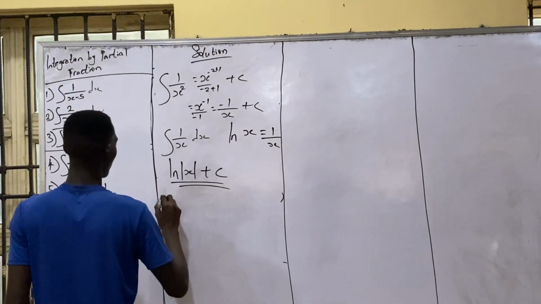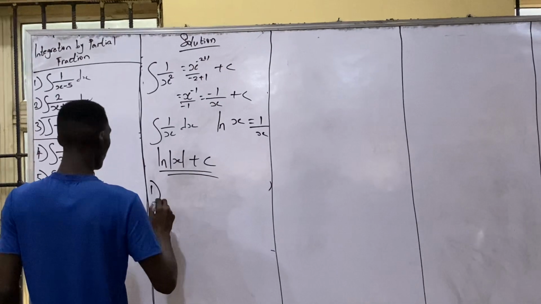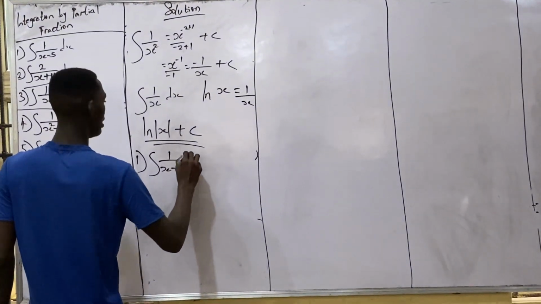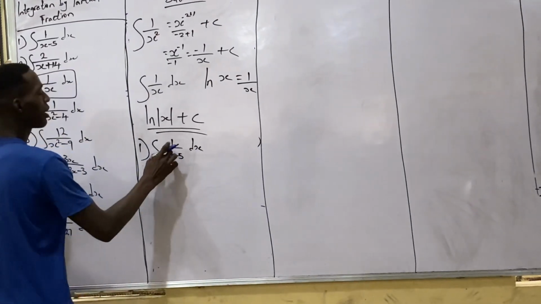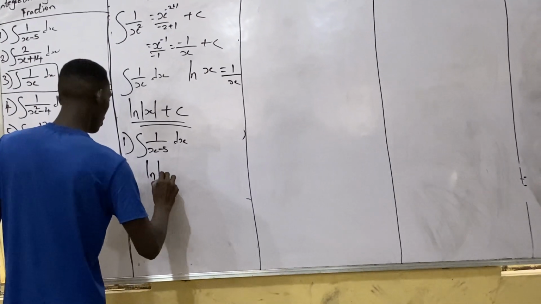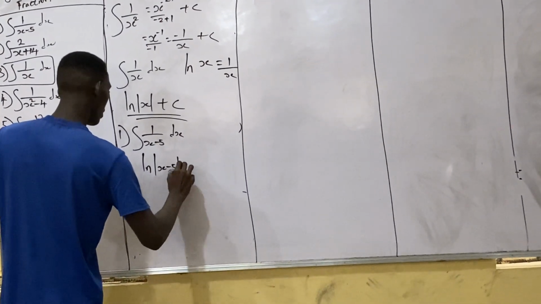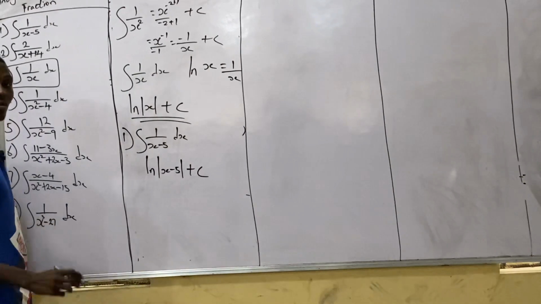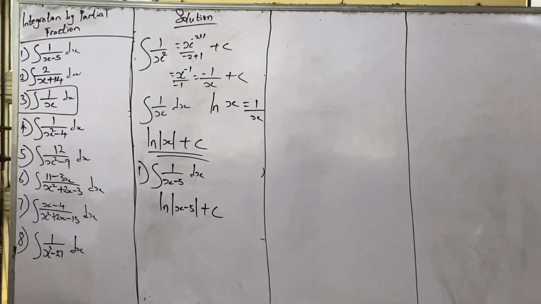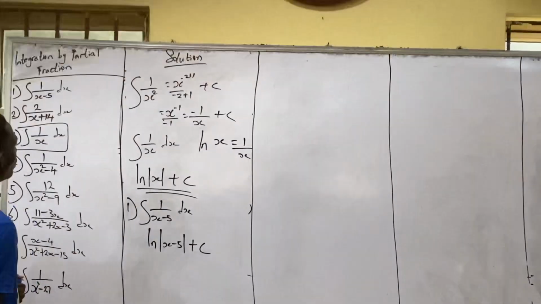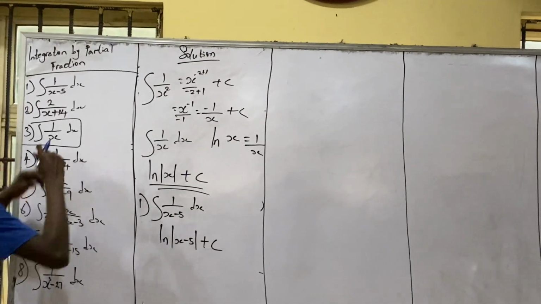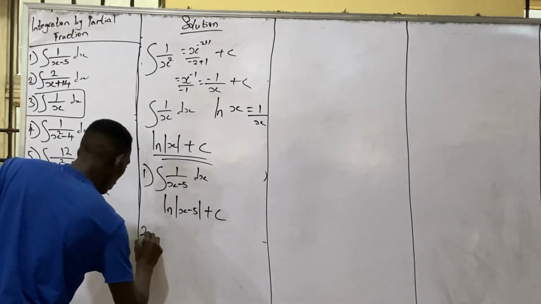For number 1, I just find the integration of 1 over x minus 5 dx, because the highest power of x here is 1. Therefore, our answer is ln of x minus 5 plus our constant. The same thing goes for this, but here, because the power there is 2, this is how we begin it. Although I applied the same step here, let me give you more detail in explaining number 2.